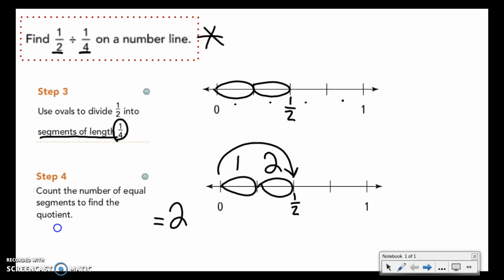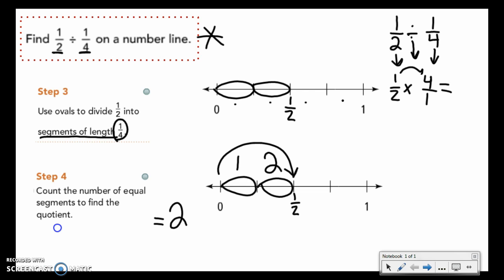Now to prove this is true, let's go ahead and solve it the reciprocal way. The reciprocal way is 1/2 divided by 1/4. And we're going to use the skip, change, flip method. So you keep the first fraction the same. You change your division problem to a multiplication problem. And you flip your 1/4 into 4/1.